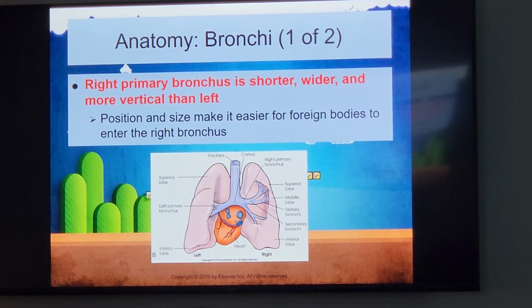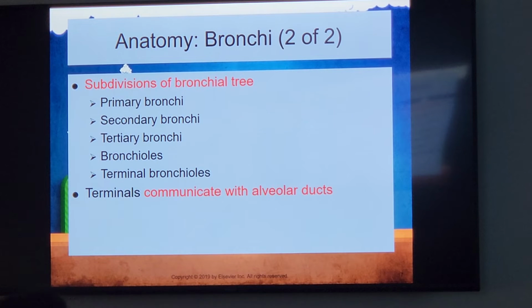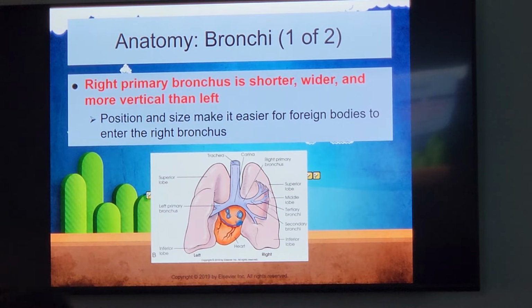So you can see this is a posterior view. So we're looking at the lungs from the back. The right primary bronchus looks shorter and more vertical. And the left one is slightly longer and thinner. Any questions?